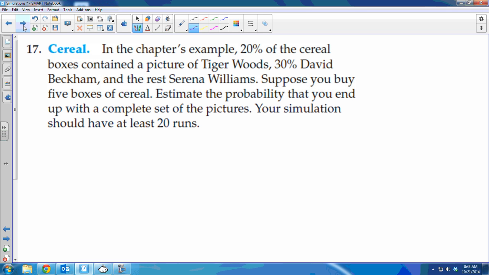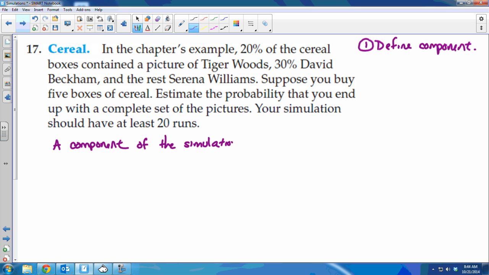So we need to set this up. There are 4 things you should have. It's pretty much 4 sentences in the setup of your problem. What's the first sentence you have? Right, you always want to define the component first. I'll write the steps to the side. So in this case, what is a component? Right, so a component of the simulation is material.